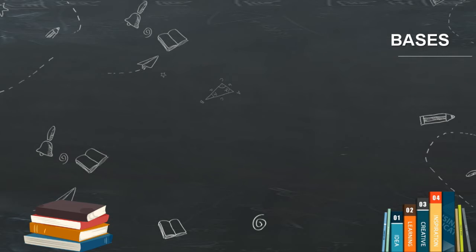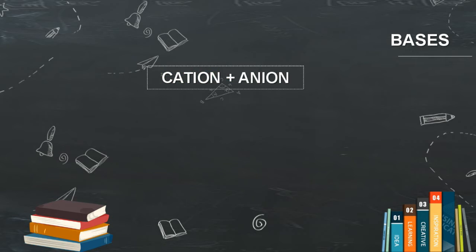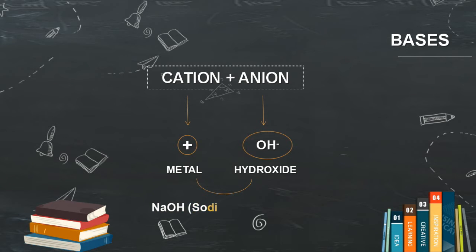Then bases. For naming these compounds, we use the same rules as the first category, but the anion of this is the hydroxide ion, which has 1 minus charge. For example, sodium hydroxide. And so it's already balanced too.